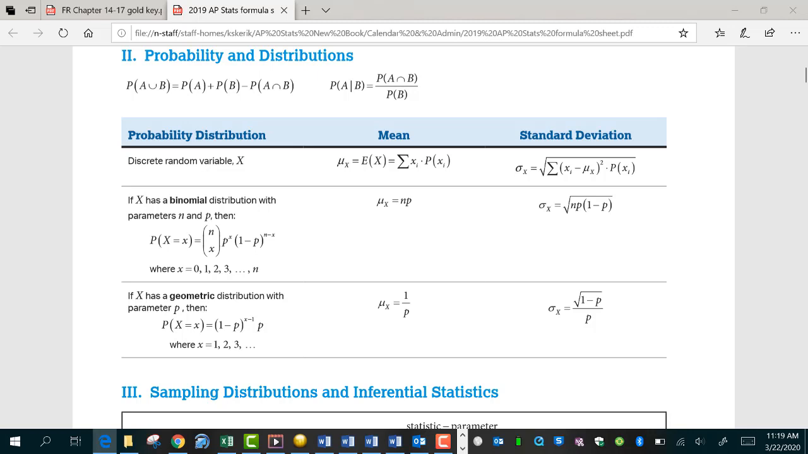So if X has a binomial distribution, it gives us the formula for binomial probability, what we did for part B. Also, just a side note, it also gives us the formula for geometric distributions, which we did for part A. So going back to binomial, it tells me the mean is equal to n times p, and the standard deviation is the square root of n times p times 1 minus p.